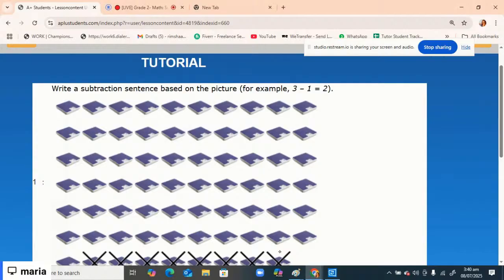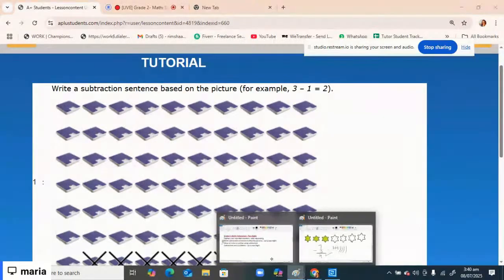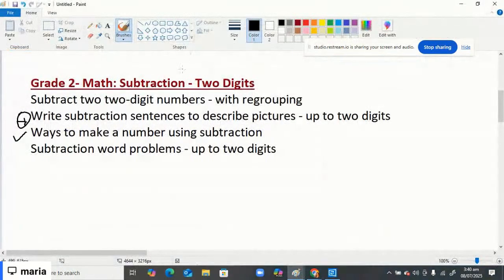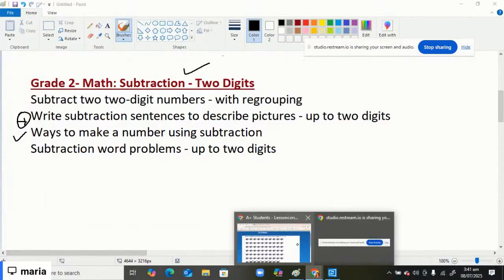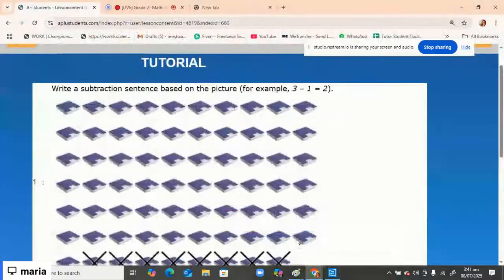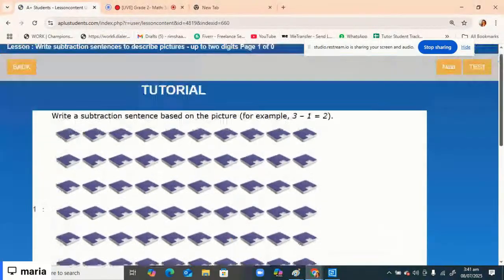So today we discussed grade 2 maths. The chapter today was subtraction of 2 digits. Here is the list of the lessons. Subtract two digit numbers with regrouping. Write subtraction sentences to describe the picture up to 2 digits. Ways to make a number using subtraction word problems up to 2 digits. So make sure before starting the next session, you practice all these questions, and if you still need any help in any of the questions, then you can contact us.